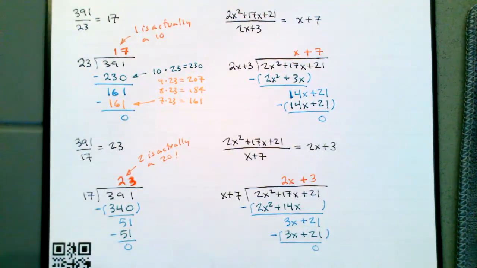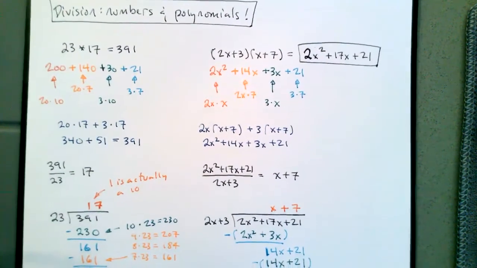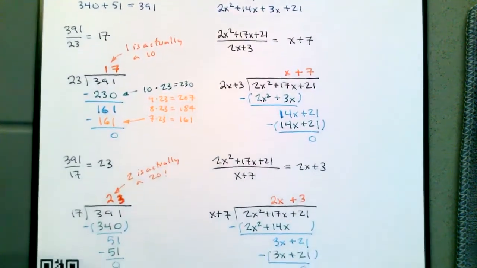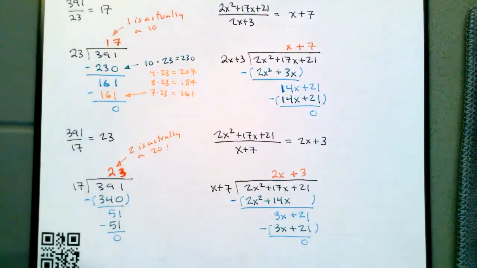Look at the 4 terms that showed up. We got 2x squared, 14x, 3x and 21. It's the same 4 terms that we had when we multiplied those polynomials. They just showed up in different pairs depending on what we were dividing by. When we divided by 2x minus 3, we focused on the x, and so we had the 2x squared and the 3x together in one line, and then the next line had the 14x and the 21. But when we divided by x minus 7, the first term was a 2x, so it gave us the 2x squared and the 14x, the 2 terms out of the 4 that involved the 2x.